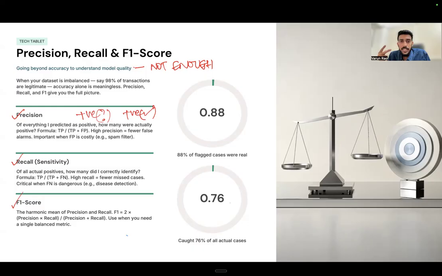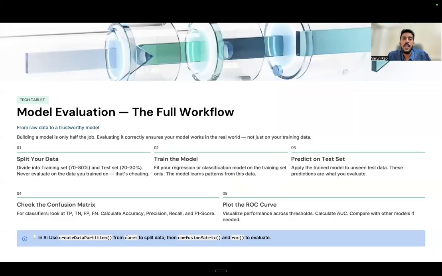Then you have the third one, which is F1 score. F1 score is generally used when you are working with a single balanced metric. You don't want too many values, you just want one single balanced metric. That is the time when you use F1 score, right? So you have precision, recall, and F1 score. Precision is used probably in a domain where FP gets costly, that is false positive. Recall is more active when FN gets dangerous, that is false negative. So these are the two things that you need to remember.